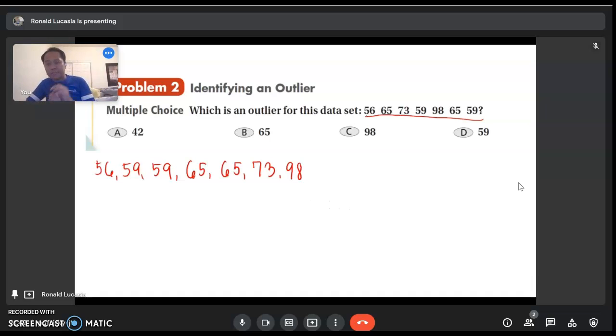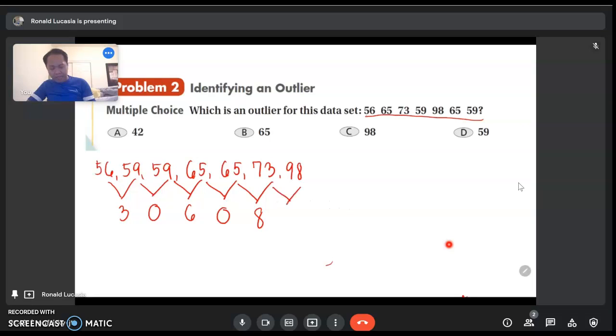And the next is to get the difference of each adjacent score. So 59 minus 56 is 3. 59 minus 59 is 0. 65 minus 59 is 6. 65 minus 65 is 0. 73 minus 65, that is 8. And then 98 minus 73, it's 25.